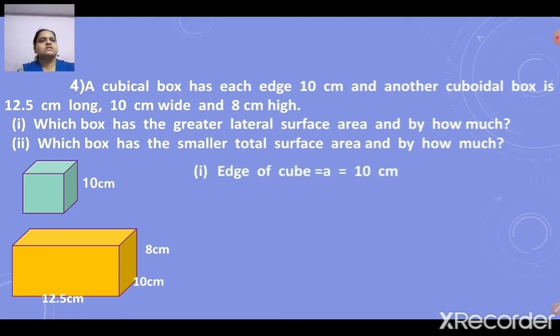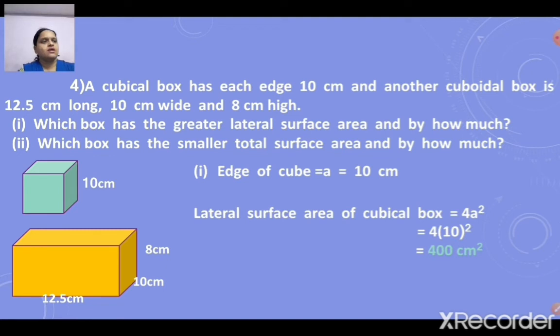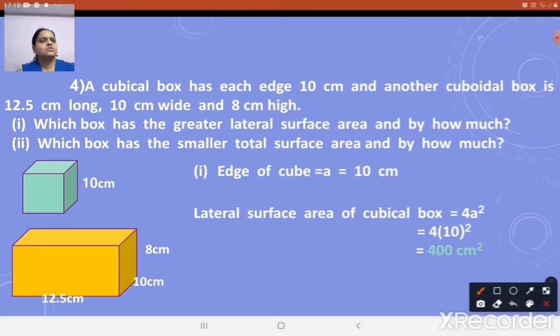The first one, we will see the edge of a cube. What is the edge of a cube? It is given as 10 cm. So the lateral surface area of a cubical box for the first shape is 4a square. Yes, so the formula is 4a square. Substitute: a value is 10. So 4 into 10 square is 100, and 100 into 4 will become 400. So we got the lateral surface area of a cube equal to 400 centimeters square.